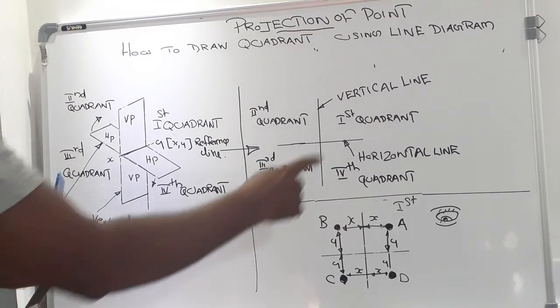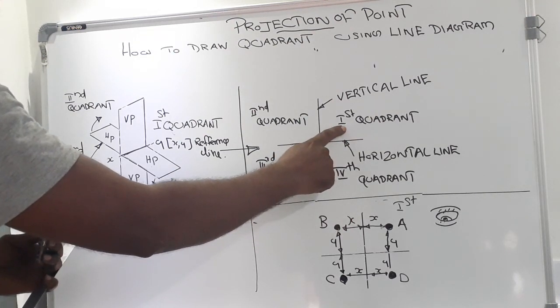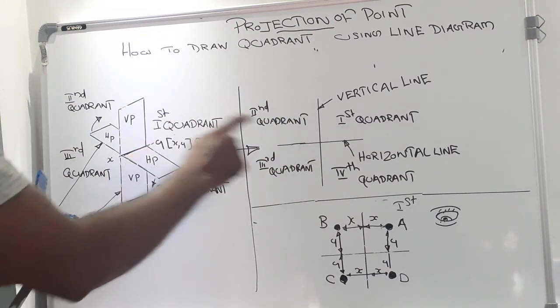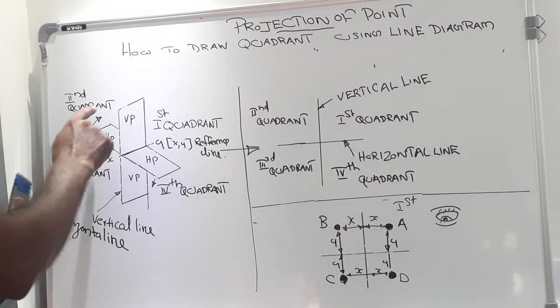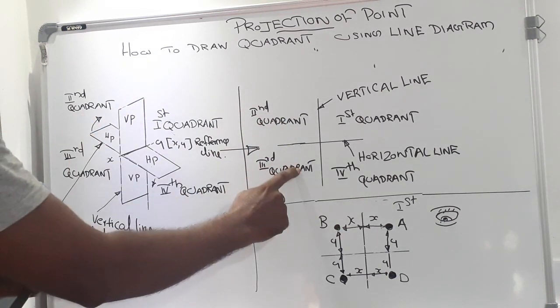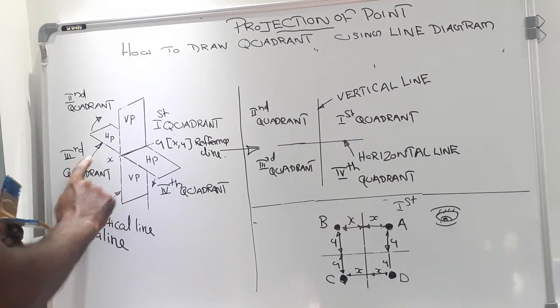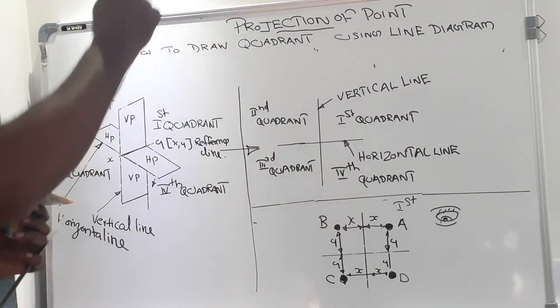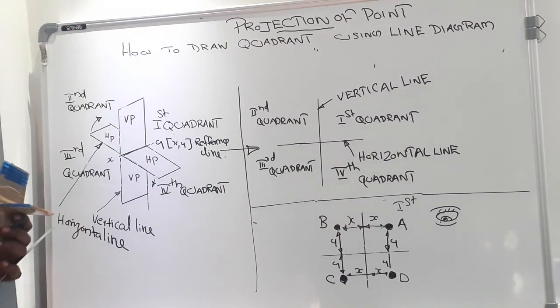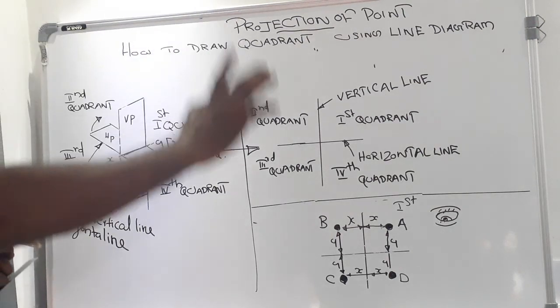That means this is first quadrant, that is equal to this one. This is second quadrant, that is equal to this one. This is third quadrant, that is equal to this one. And finally, this is the fourth quadrant, that is equal to this one. Okay. Now it is clear.